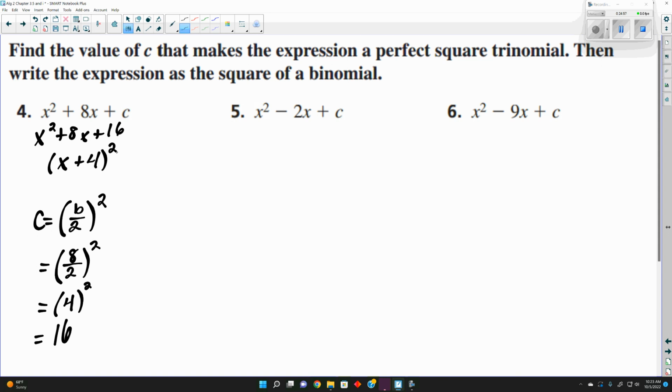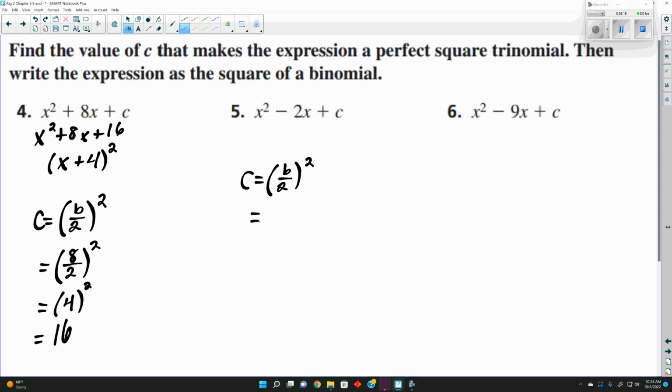Let's look at the next one. And when y'all are doing your homework or the assignment, you're not going to have to write out c is equal to b over 2 squared. I'm writing it out so that y'all get familiar with it, or knowing what it is.